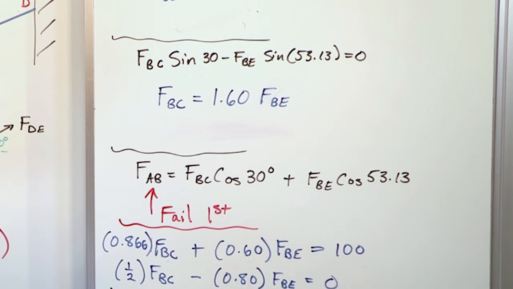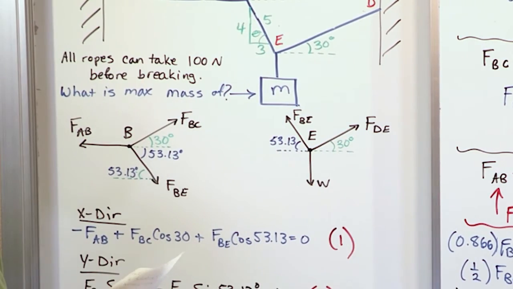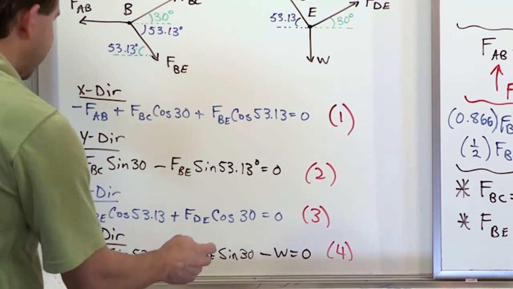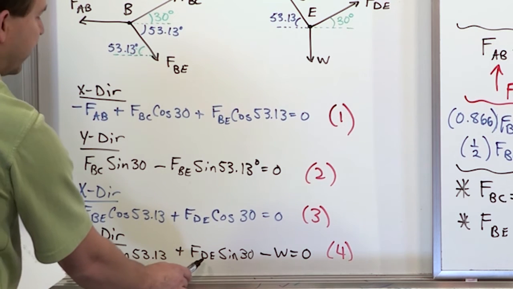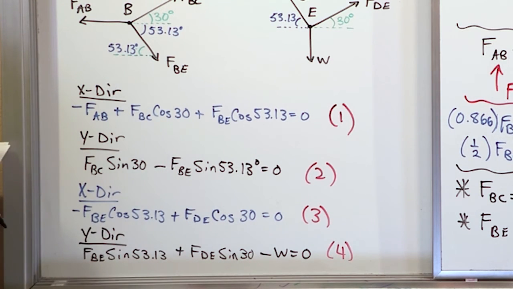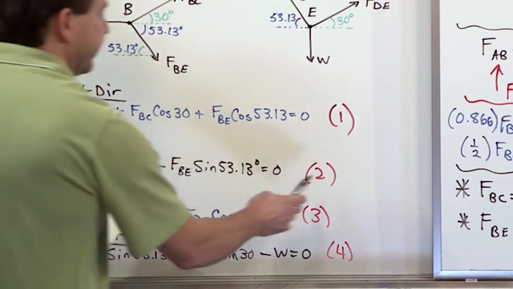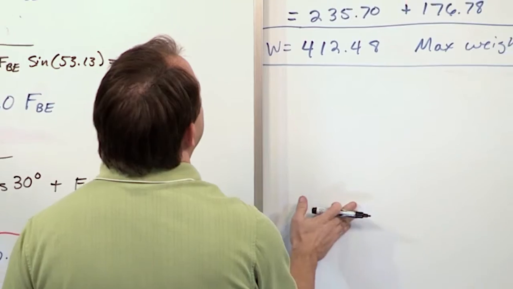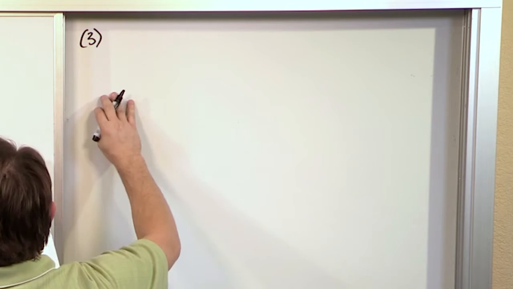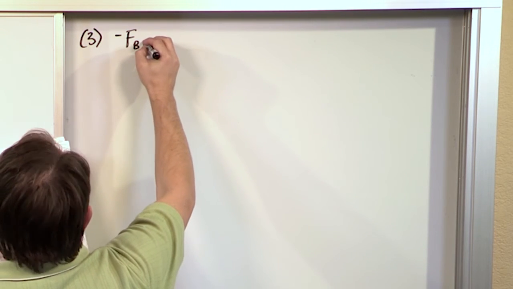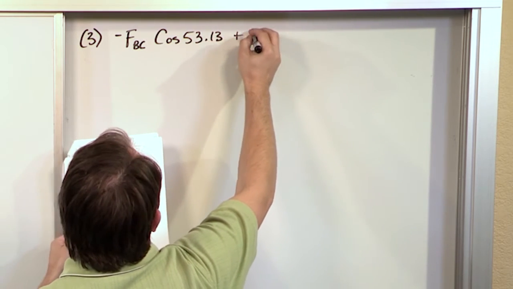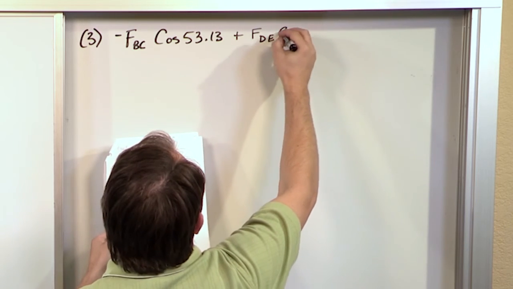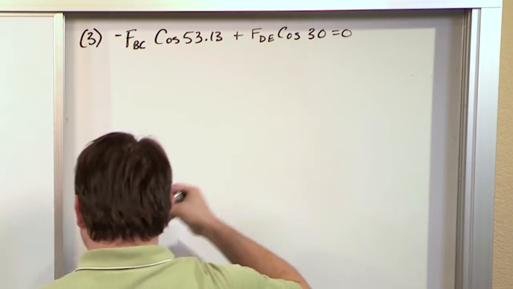So how do we finish with the analysis here? So we have this guy, and basically we want to go down here and end up finding the weight. We know what FBE is, we just found that, but we don't know what FDE is. So let's go up and see if we can figure out FDE. We can do that from equation 3. So let me go over here, and let me put equation 3 down on the board. So we'll have negative FBC cosine 53.13 plus FDE cosine 30, and that's equal to 0.